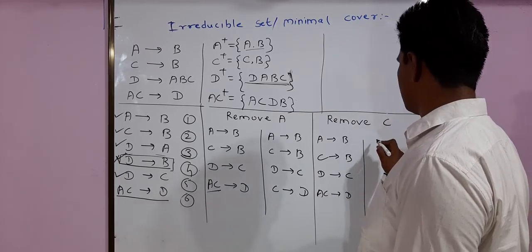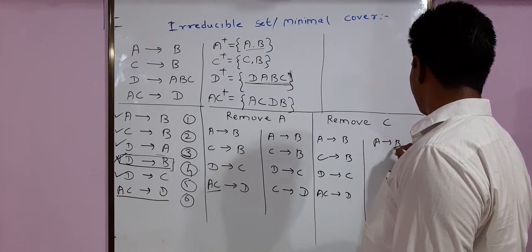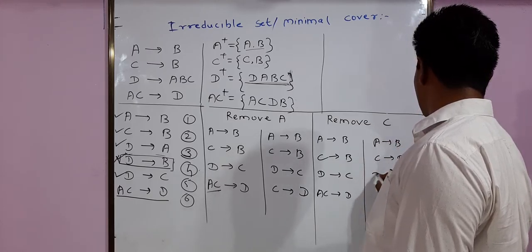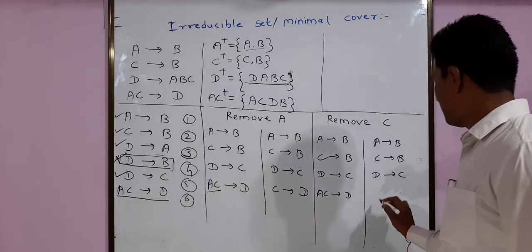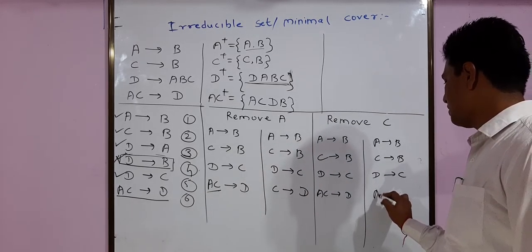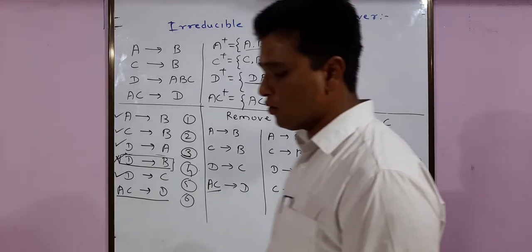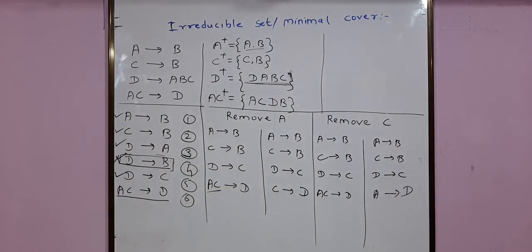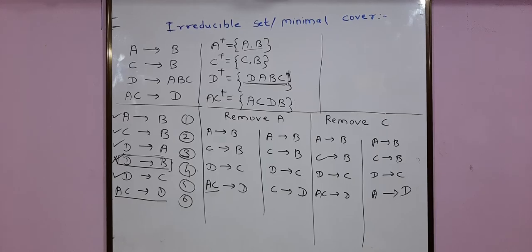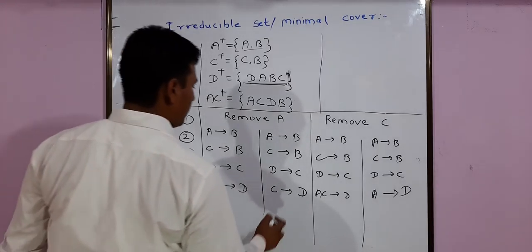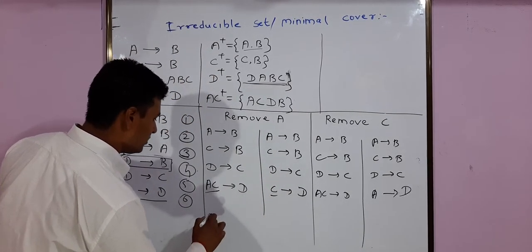So what is C here? A determines again B, then C determines B, D determines C, and I have removed the C, so it will be A determines D. Okay, so now how to find out this? Now here what we will do, we will find out C closure from this left hand side.